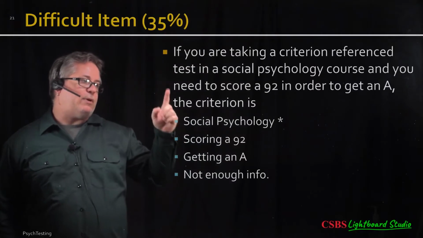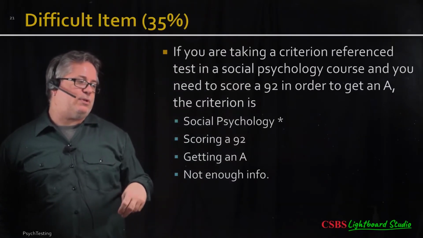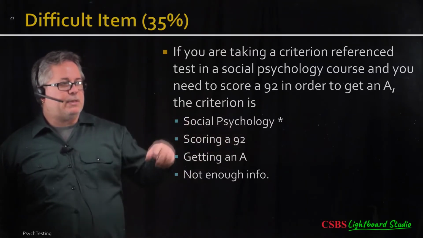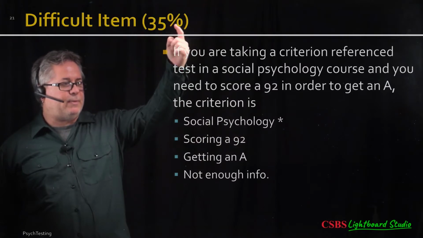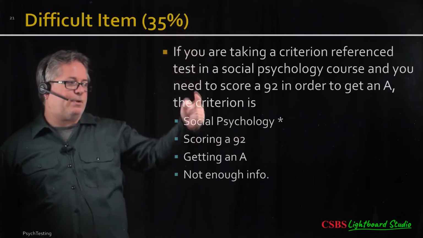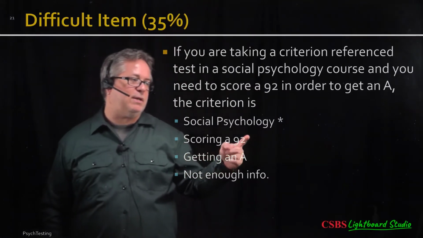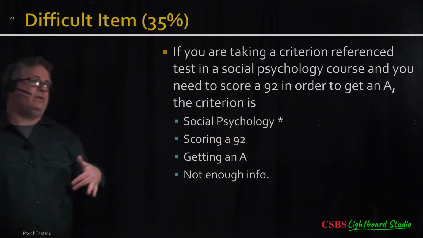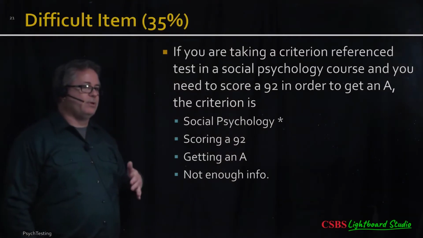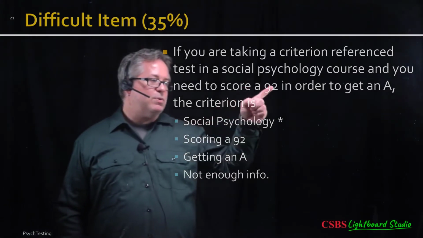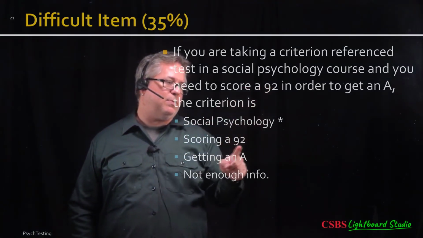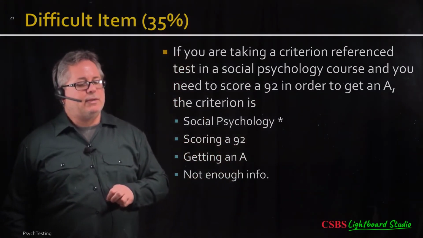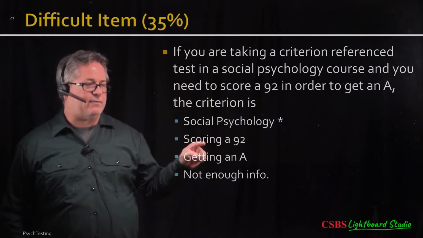But if you're taking a criterion reference test in a social psychology course and you need a score of 92 in order to get an A, the criterion is, so the answer was social psychology. This is a relatively difficult item, mainly because the distractor scoring a 92 is likely the most probable wrong answer. If you thought 92 was the criterion, then you would put that answer as the correct answer. So this distractor ends up being a fairly attractive distractor for a lot of folks.